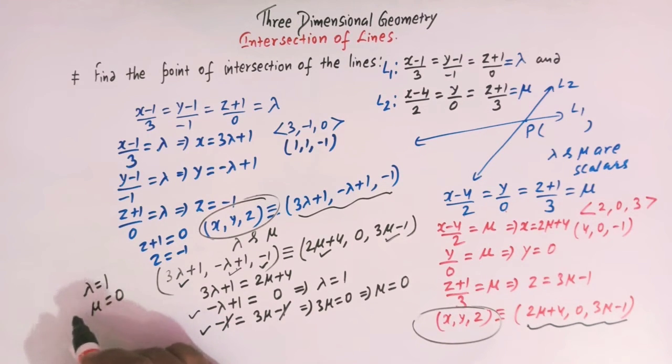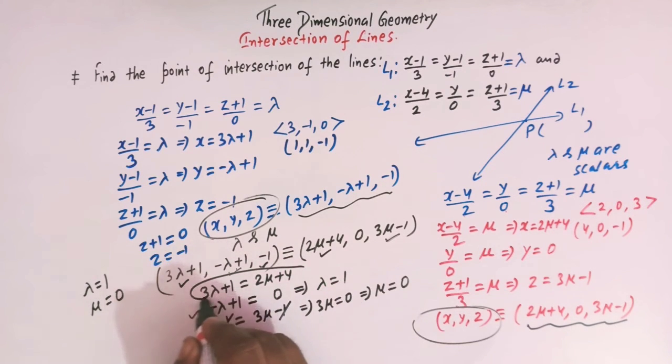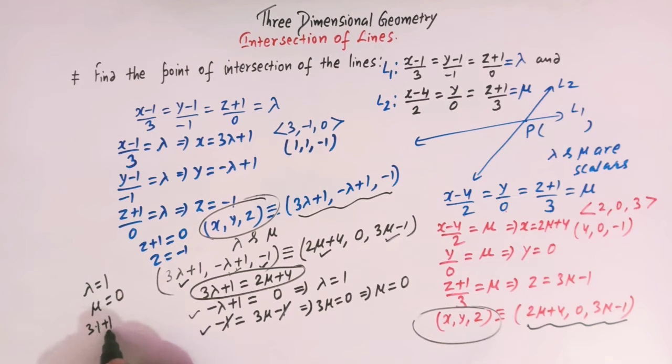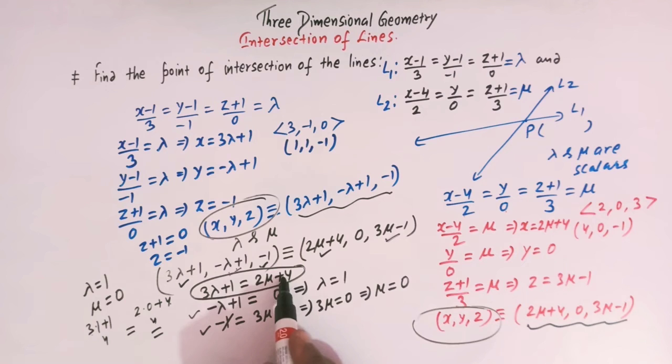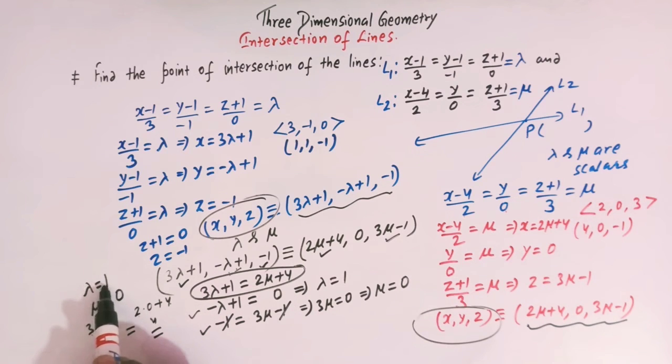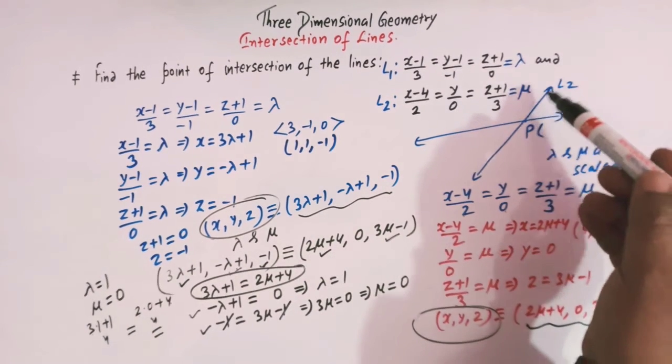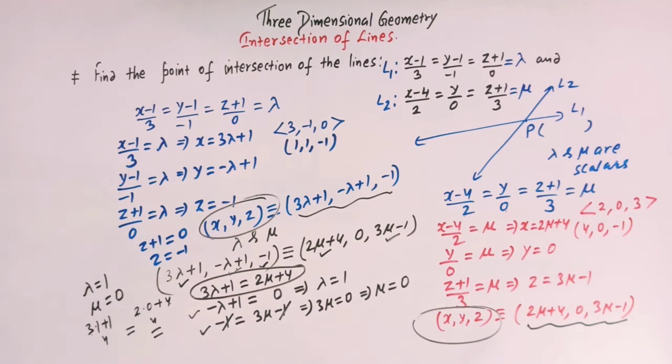So now if we substitute lambda is equal to 1 and mu is equal to 0 in this equation, we see that this equation gets satisfied, right? See, the right hand side is 3 times 1 plus 1, and the left hand side is 2 times 0 plus 4. So this is 3 ones are 3 plus 1, 4, and here we have 2 times 0, 0, that is 4, right? So both the sides are equal for lambda is equal to 1 and mu is equal to 0, right? So this also suggests that these two lines are intersecting, right?